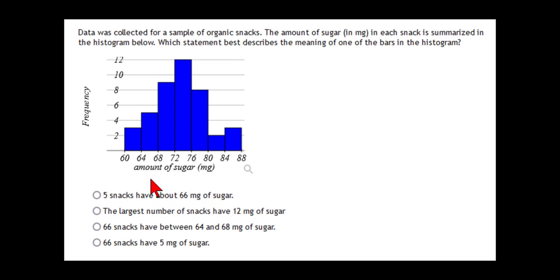So the statement that best describes the meaning of one of the bars is that five snacks, meaning the frequency of five, have about 66 milligrams of sugar.